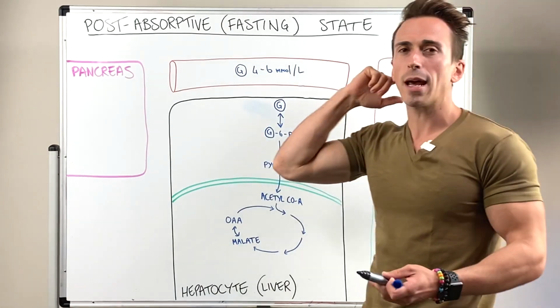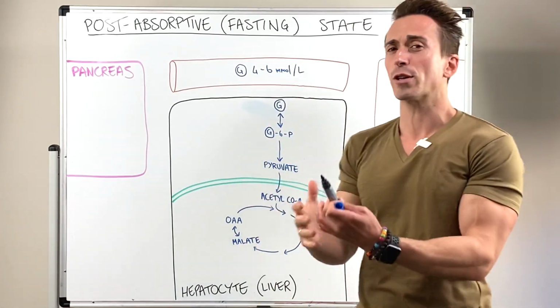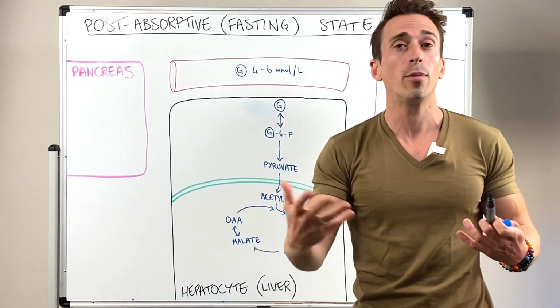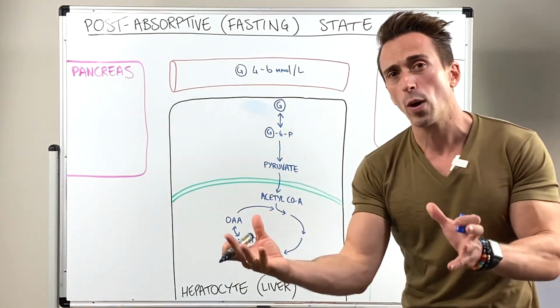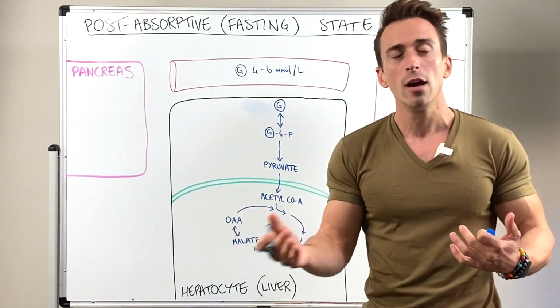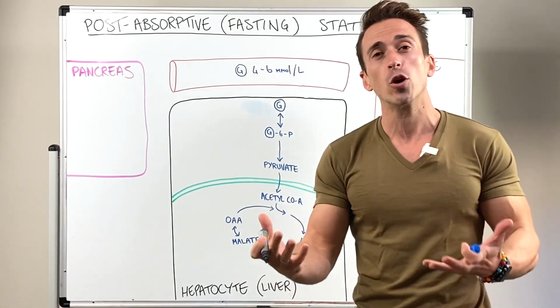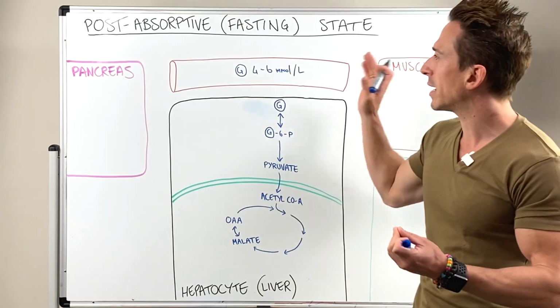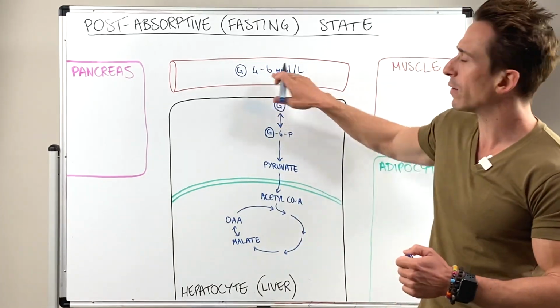What we're going to talk about today is what happens after extended periods of time of not eating, what we call fasting or the post-absorptive state. This can be between meals, so between 4 to 8 hours, or it could even be longer. For example, when we wake up in the morning after not eating for about 10 to 12 hours. What's happening in our body to maintain our blood glucose levels between 4 to 6?